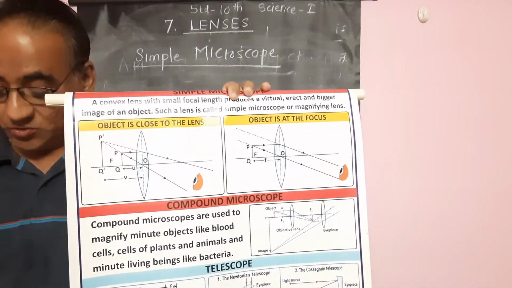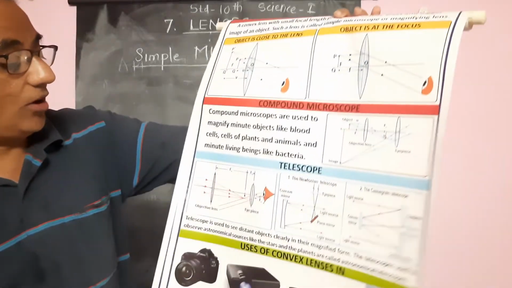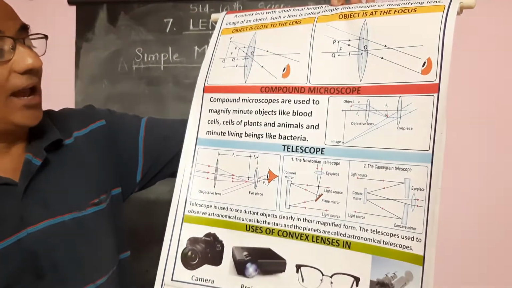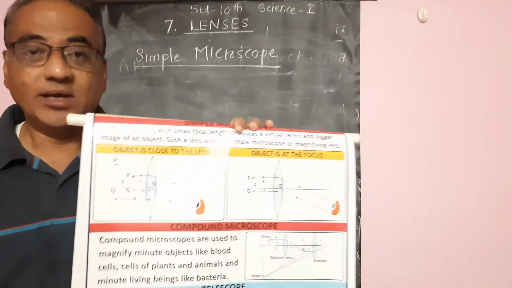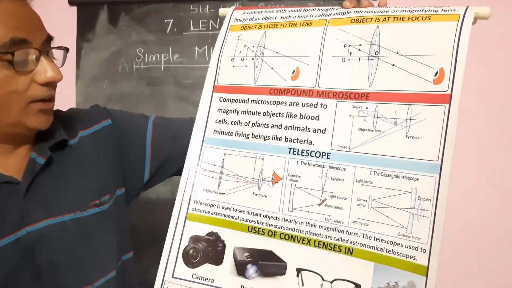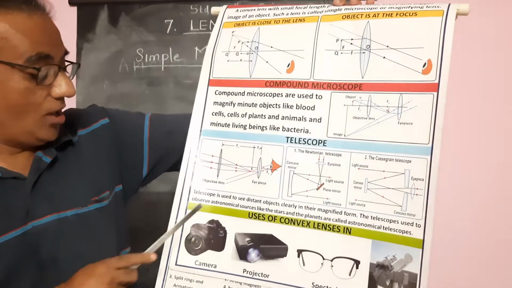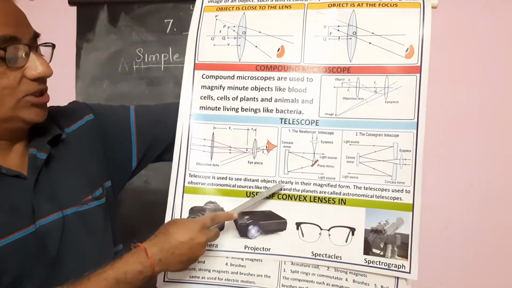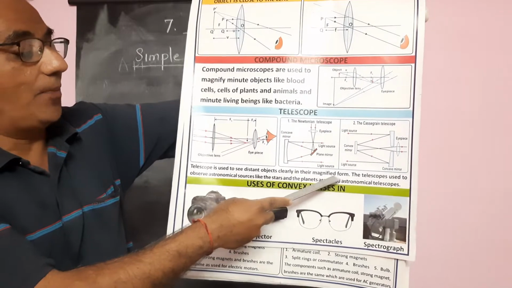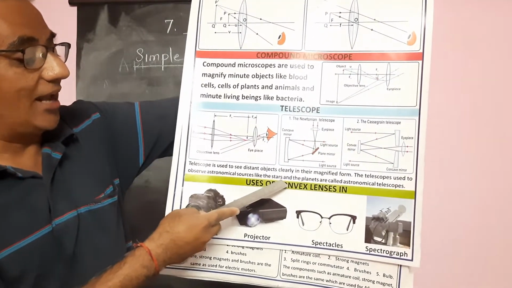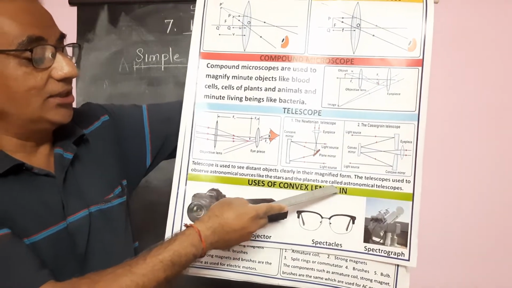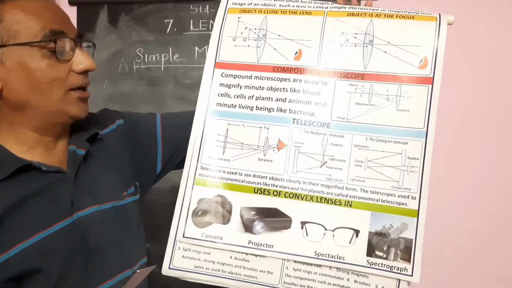Now these telescopes are of two types. The first is called the refracting telescope, and the second one is called the reflecting telescope. Refracting telescope and reflecting telescope. A telescope is used to see distant objects clearly in their magnified form. The telescope is used to observe astronomical sources like the stars and the planets. These are called astronomical telescopes.